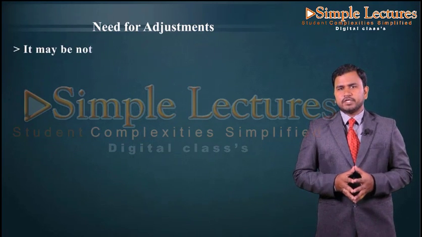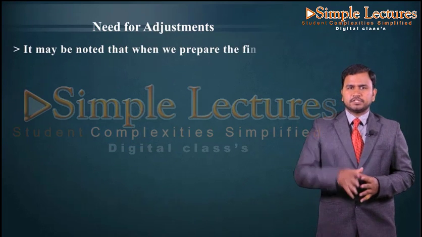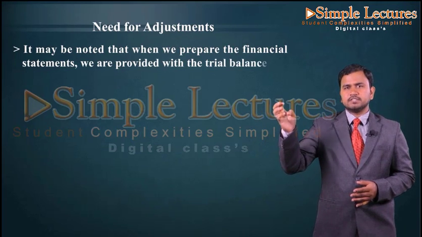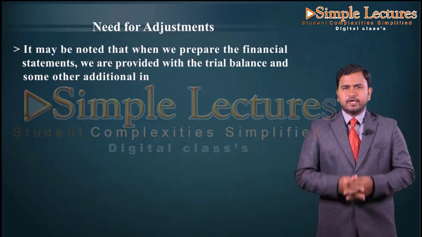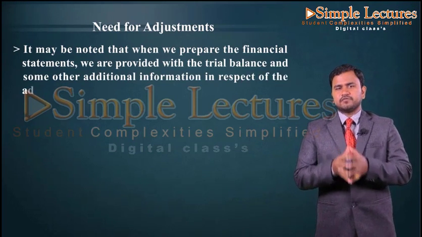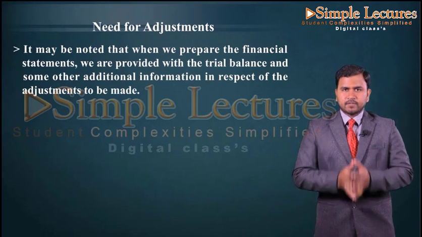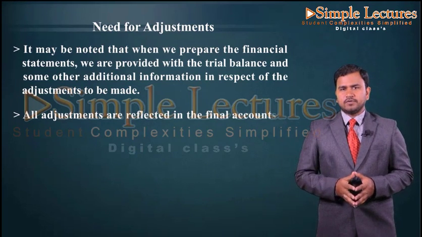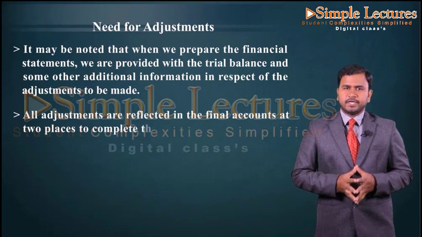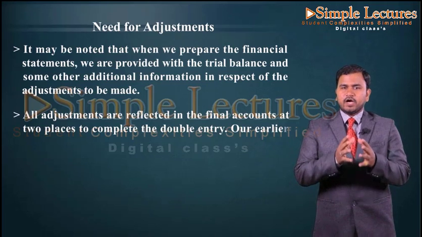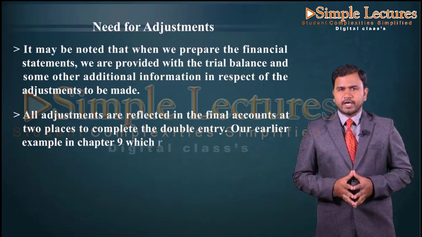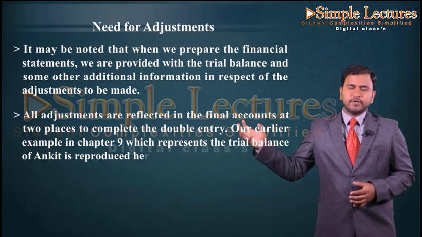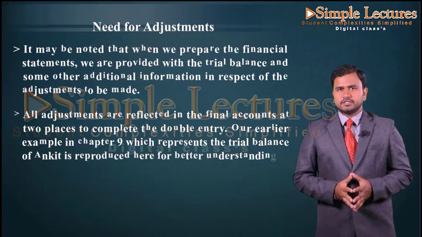It may be noted that when we prepare the financial statement, we are provided with the trial balance and some other additional information in respect of the adjustments to be made. All adjustments are reflected in the financial account at two places to complete the double entry. Our earlier example in chapter 9, which represents the trial balance of Ankit, is reproduced here for better understanding.